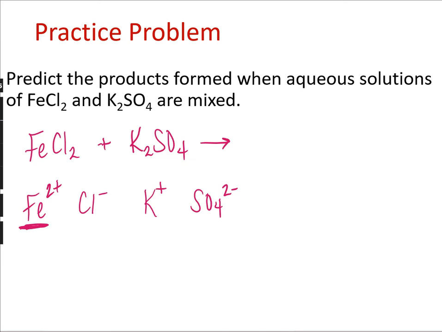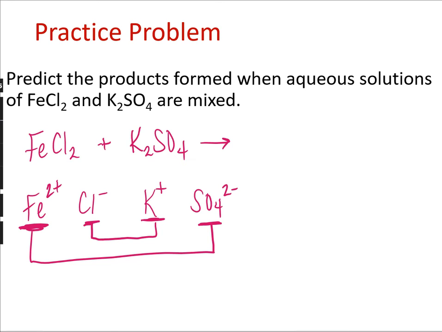So from there, we're basically swapping partners. This positive will now pair with this negative. This positive will now pair with this negative. Once you know the positive and the negative that pair, you can determine what the chemical formulas are. So remember, in the formula for an ionic compound, you always show your cation, which is your positive charge, first, followed by the anion, which is the negative charge. So it doesn't matter which one you show first, as long as you show them both on the product side.